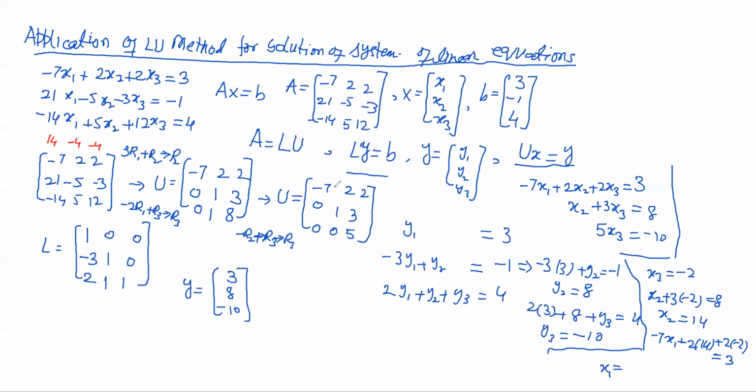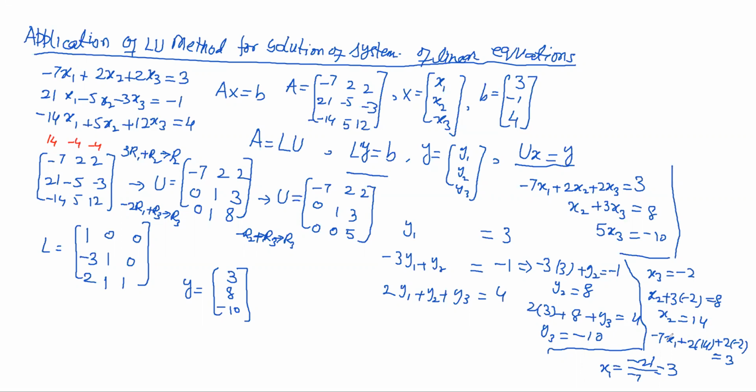It is -7x1 plus 2x2 plus 2x3. Just check it, I'm just checking it. Okay, so it is -7x1. 14 times 2 is 28. 28 minus 4 is 24. And then minus 24 plus 3 is minus 21, and then minus 21 divided by minus 7 is equal to 3. So the value of x1 will be equal to 3.